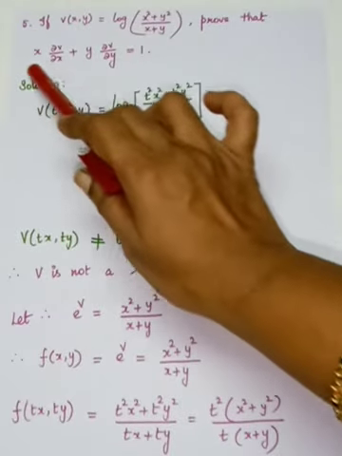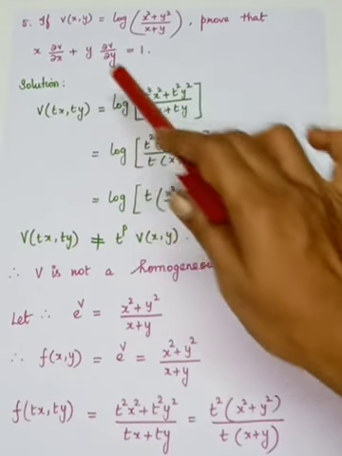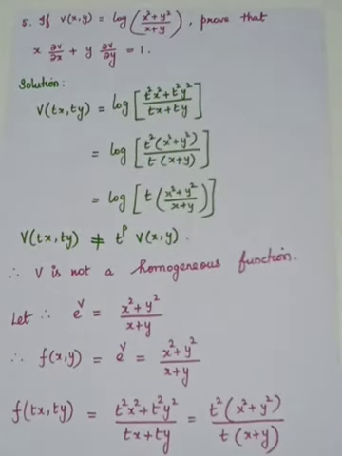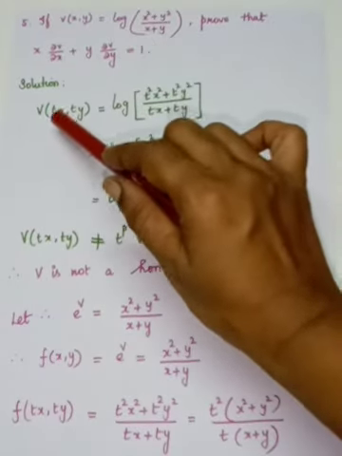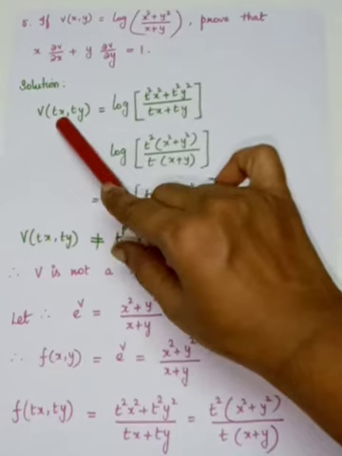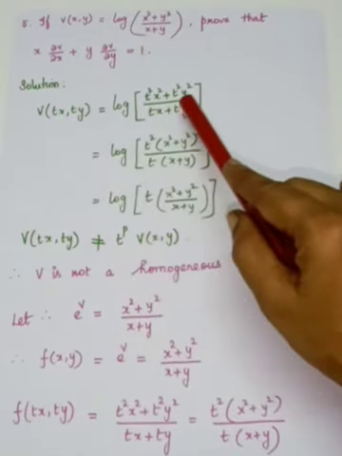You look at the left hand side of the result we have to prove. It looks like the left hand side of Euler's theorem. So if you want to apply Euler's theorem, the function should be homogeneous. So first, what we have to do now is check whether the given function is homogeneous or not. So consider the function v of x comma y. x and y have to be replaced in v as tx and ty. So I have replaced it.